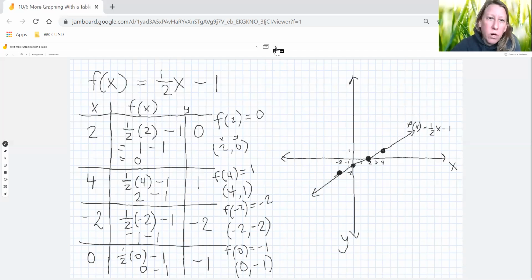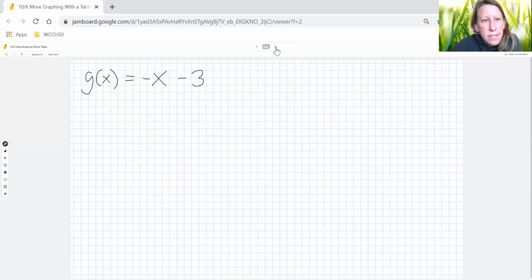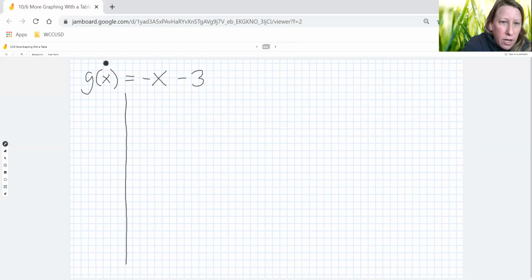Okay, let's do one more. Here is a function called g of x, and we want to see what this thing looks like. So this one's kind of interesting. We don't have a number. Usually, I think a lot of you remember something called y equals mx plus b, maybe from Math 7 or Math 8. This one can be confusing because there's not a number in front of the variable. There's no coefficient, but there actually is. The coefficient in front is -1.